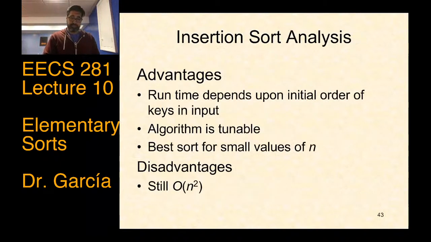So still O of n squared, okay? There's a nice thing where the algorithm is quite tunable, and in fact it is, out of the elementary sorts, the most efficient to use on small values of n. And in fact, when we talk about insertion sort, if the array is small enough, intro sort will fall back to insertion sort for small n. Okay.